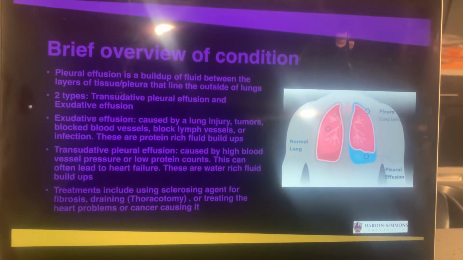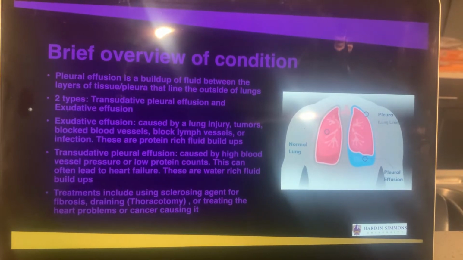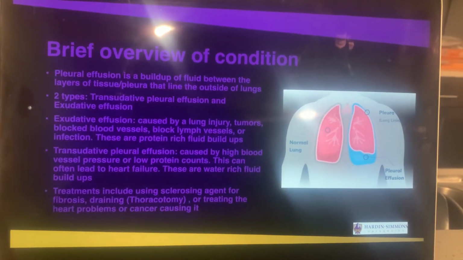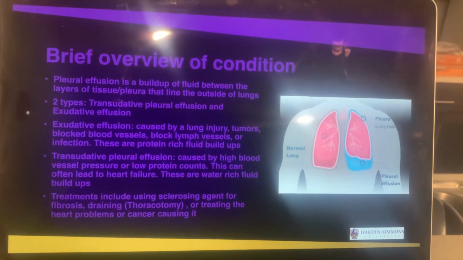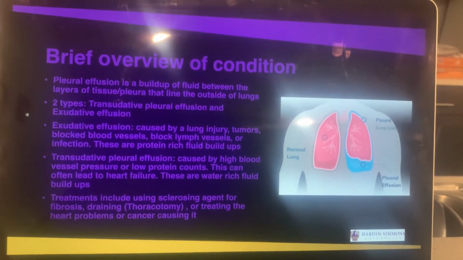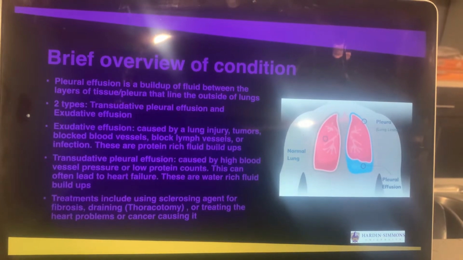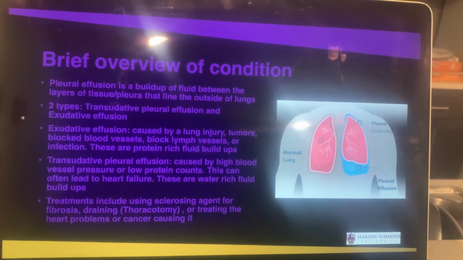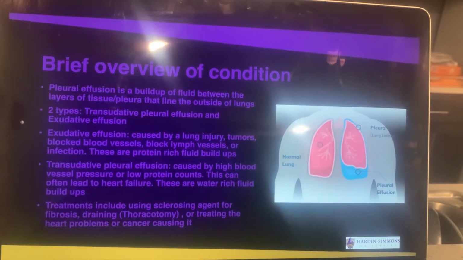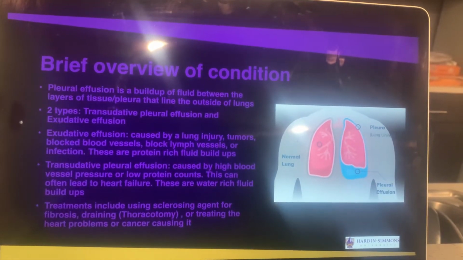Treatments include using sclerosing agents to create fibrosis and harden up the area. This is just intentional scarring. Draining, that's through a procedure known as thoracotomy. I hope I'm pronouncing that right.